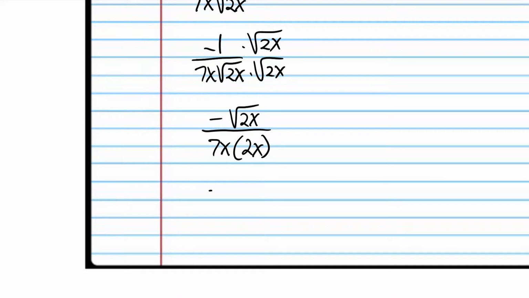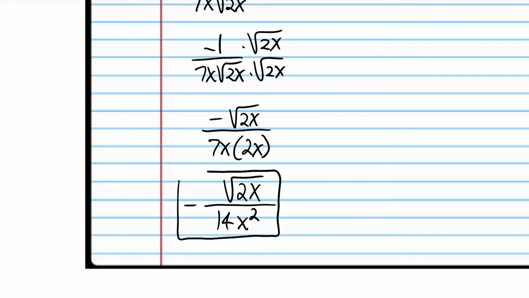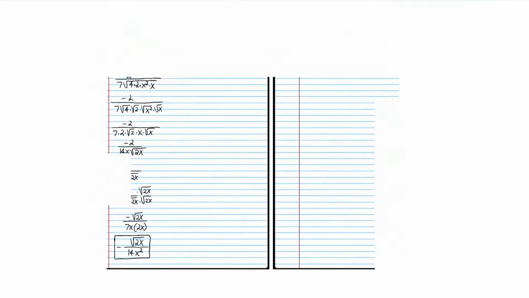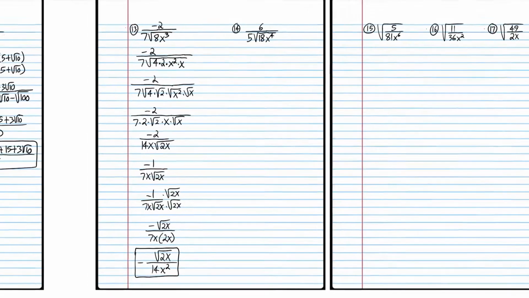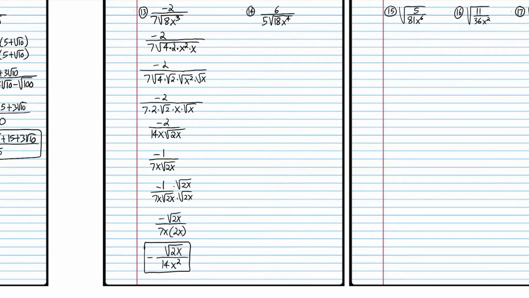So now we're almost done. We have negative root 2x over 14x squared. And it's traditional to write it so the negative sign is level with the fraction line. Okay, so again, we had two problems. We had a perfect square root inside the denominator, and we had the root in the denominator itself. So try number 14. You got to take care of both those problems. And when you come back, we'll do it together.